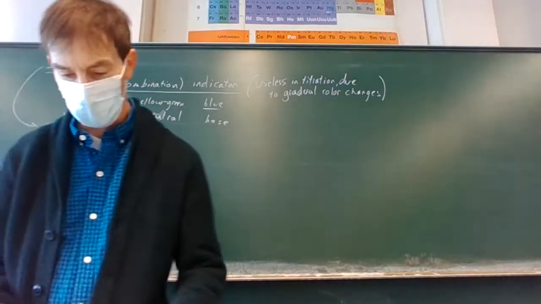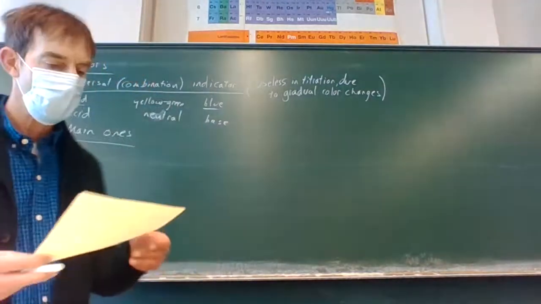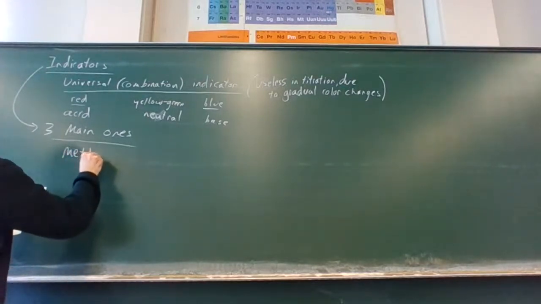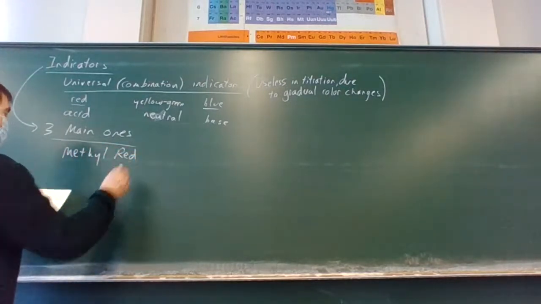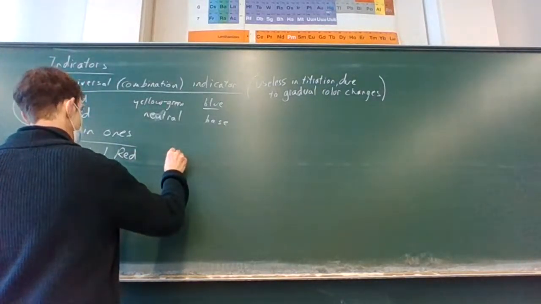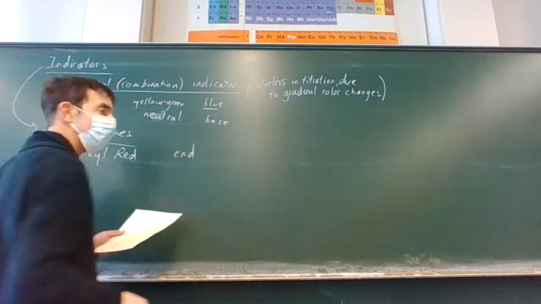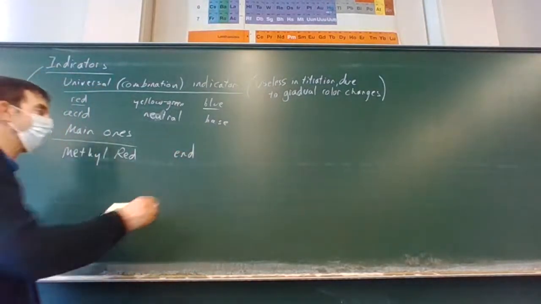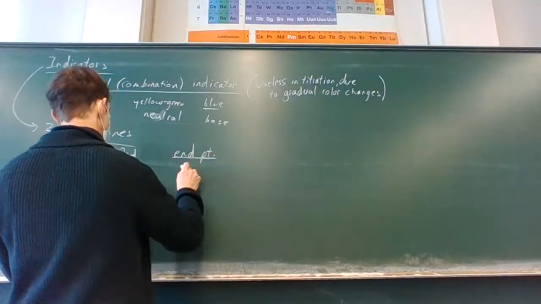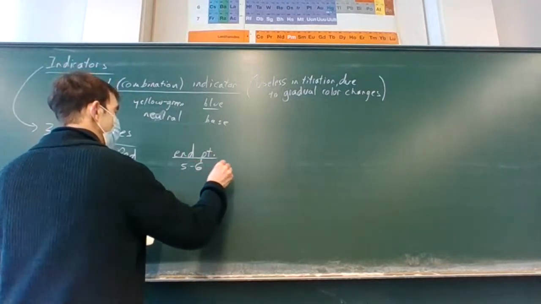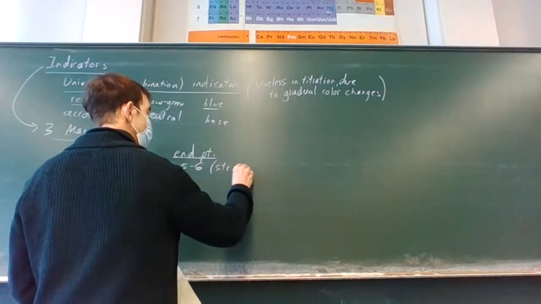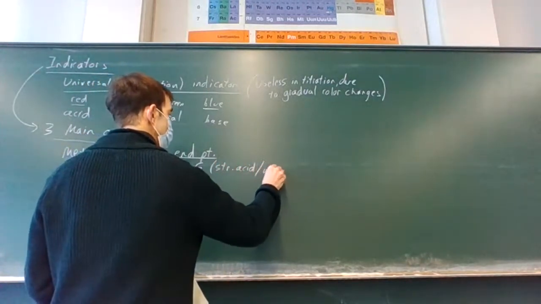So let me give you the three main ones. Methyl red. And that's if you got endpoint. We haven't had that word, have we? Okay, I'll give you that definition in a second. Endpoint of 5 to 6. And it's when you've got strong acid, weak base.